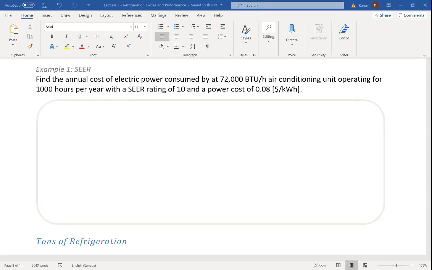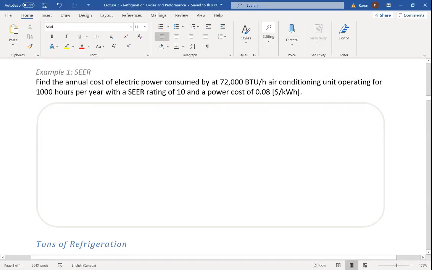So let's do an example. Find the annual cost of electric power consumed by a 72,000 BTU per hour air conditioning unit. It's going to operate for 1,000 hours a year, and it has a SEER rating of 10, which is actually a pretty low rating, and low is not good. You want to be around the 13 range, and that's covered by the Energy Star ratings in Ontario. And the power cost is only 8 cents, so that's a pretty good deal.